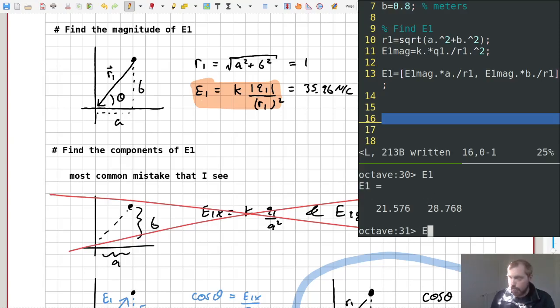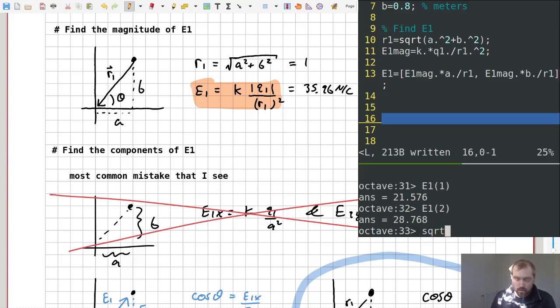So let's see here. If I want to call just the x component, I say E1, the first component, the second component, pull those out. So what we're going to do is Pythagorean theorem, square root of E1 squared plus E2 squared, 35.96. So I know I've done my vector decomposition correctly because my components, by the Pythagorean theorem, come back to the magnitude that we found before. Nice. All right, so we've got our components of E1. Let's move on to E2.